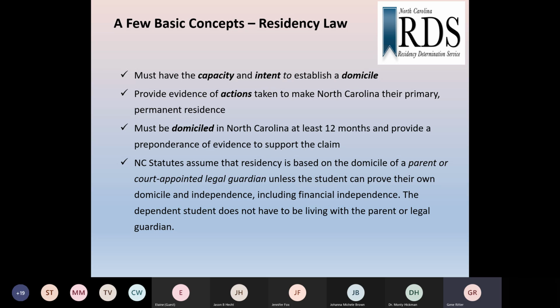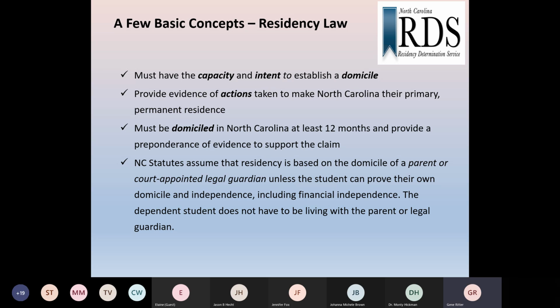And we look at the actions you take. So if someone moves here and it's truly permanent, you expect they're eventually going to change their driver's license. They have employment here. Did they register to vote? Are they paying taxes? There's a host of types of documents, or things we would look at. Is the person on Medicaid? Are they receiving food stamps from North Carolina versus another state?